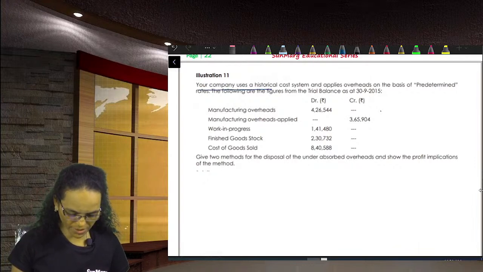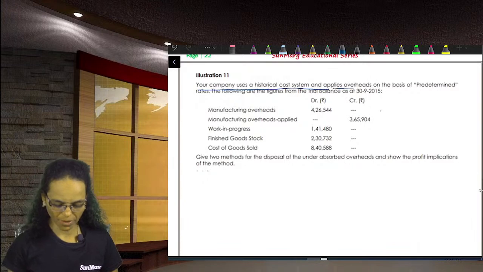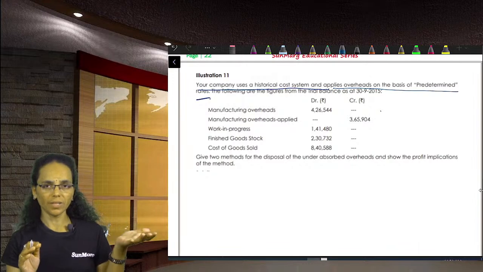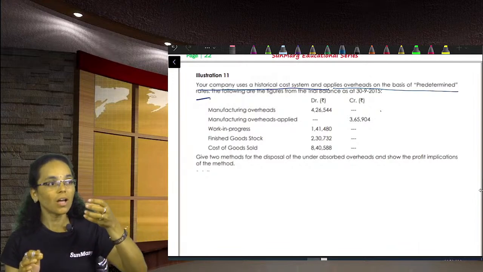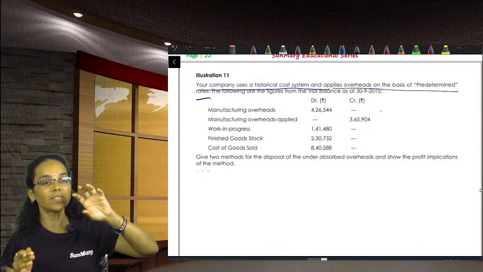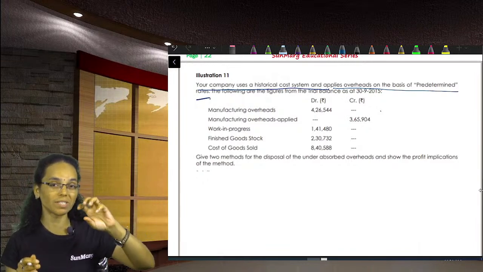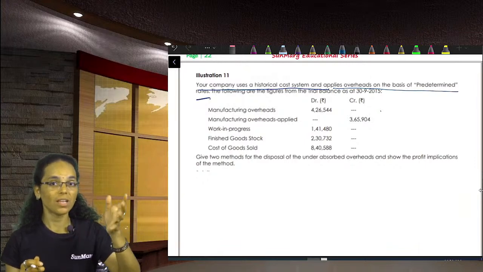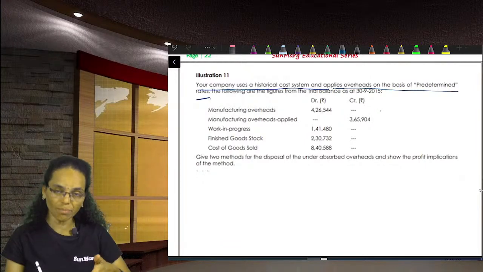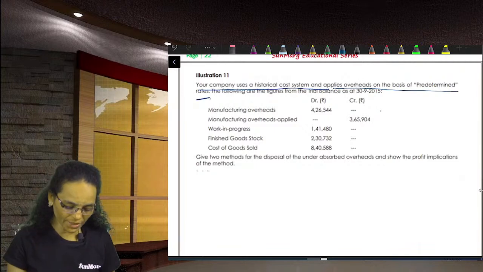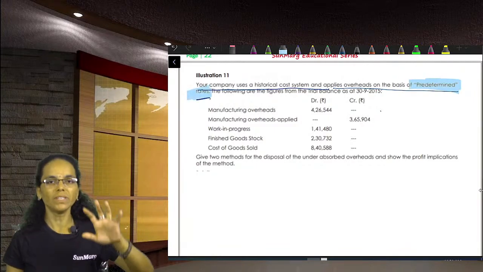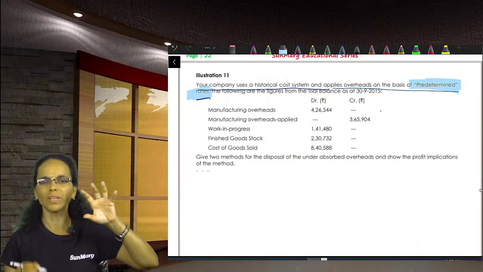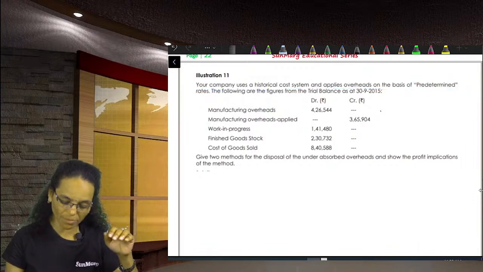Your company uses a historical cost system and applies overheads on the basis of predetermined rates. In the previous question, we calculated overheads as a percentage of material, of labor cost, of labor hours, or of machine hours. But that was not followed in this company. They follow predetermined rates, keeping a standard 20% or 30% on prime cost or 30% on sales, something like that.